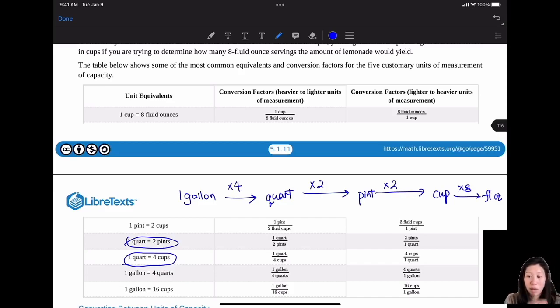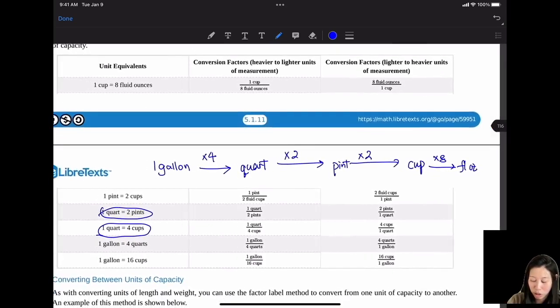So that means the conversion factor is 4228. I know they don't follow some sequence, so it's really hard to remember, but try your best to remember it. It's 4228. 1 gallon equals 4 quarts, 1 quart equals 2 pints, and then 1 pint equals 2 cups, and then 1 cup equals 8 fluid ounces. Because of that, you can convert easily between the units.